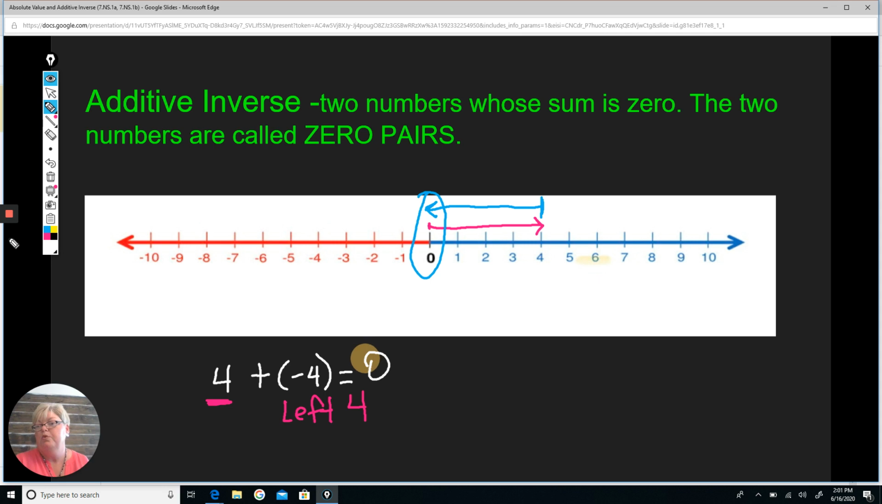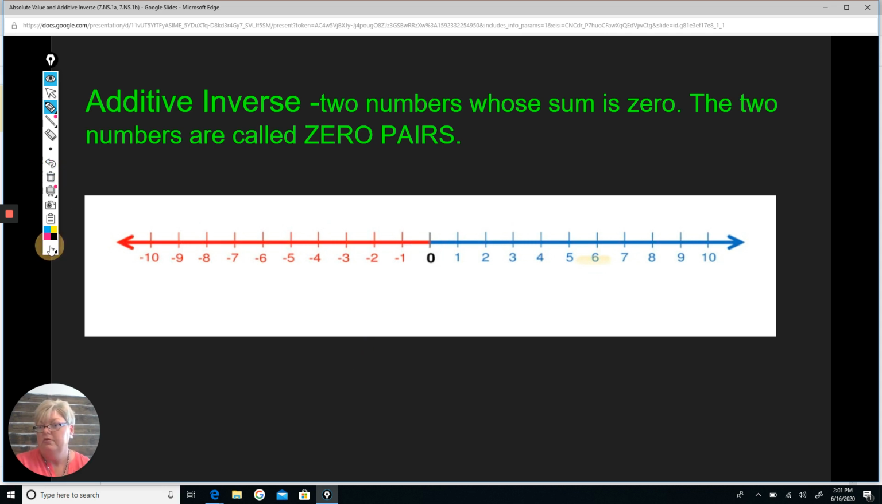Okay, so let's look at one more problem and see how that goes. So let's do -7 plus 7. We know they're opposites because -7 is the opposite of 7. And we're going to follow the same rule. We're going to start at 0. And it says our first term is -7, so I'm going to go all the way to -7.